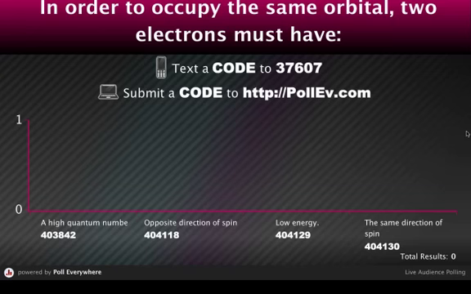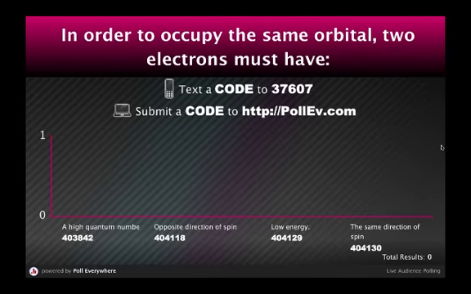So here's your homework question. Question number 1, that is, because I have another one for you. In order to occupy the same orbital, 2 electrons must have, what do you think, a high quantum number, the opposite direction of spin, low energy, or the same direction of spin? This is especially important when you're drawing an Aufbau diagram.